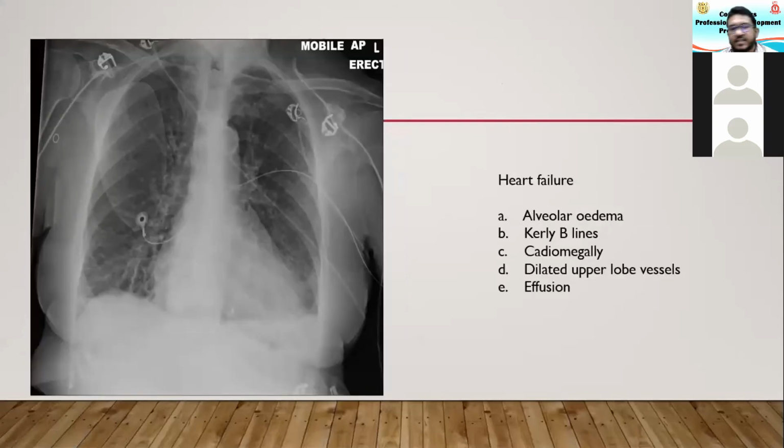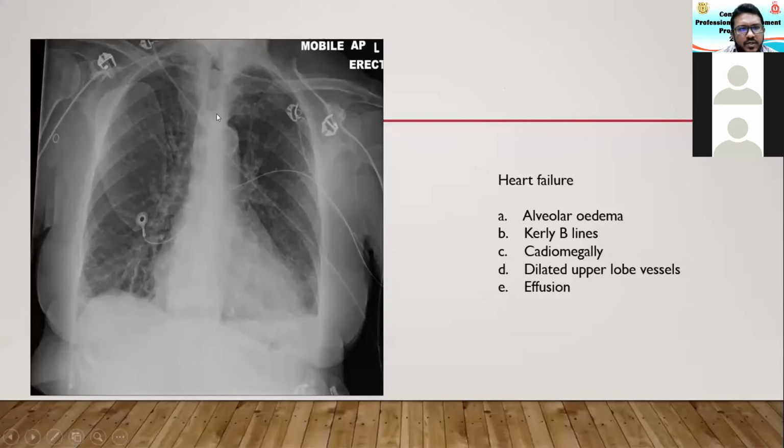This is a very subtle change, but it's very important. So you go again according to the outline. You see the airway looks fine. Then you see the bones and the soft tissues look fine. Then you come to the cardiac.